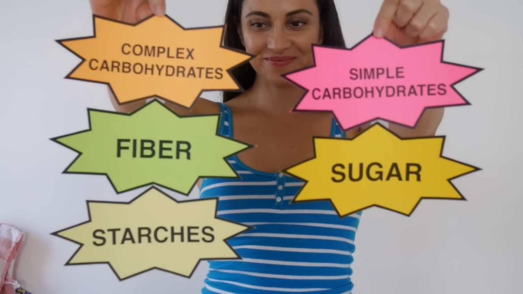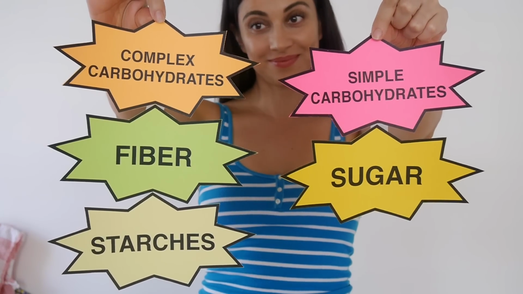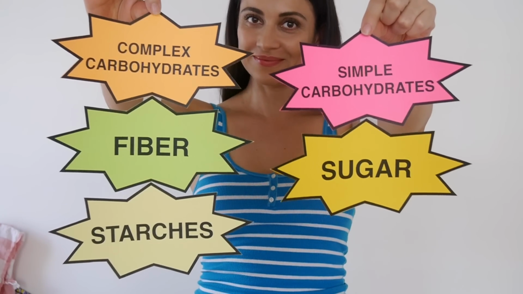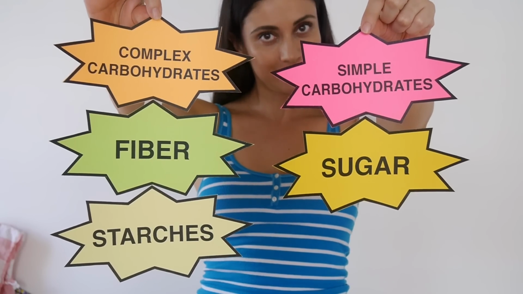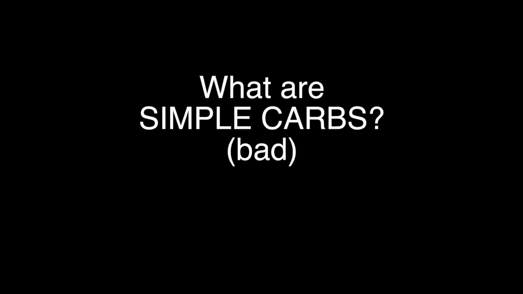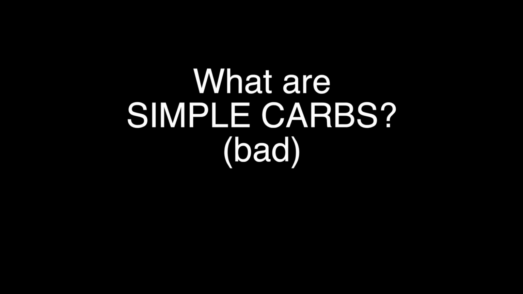Carbs are made up of 3 components: fiber, starch, and sugar. Fiber and starch are complex carbs, while sugar is a simple carb. The nutritional value of a carb depends on how much of these components it contains. Now let's see the difference. What are simple carbs? Nicknamed bad.